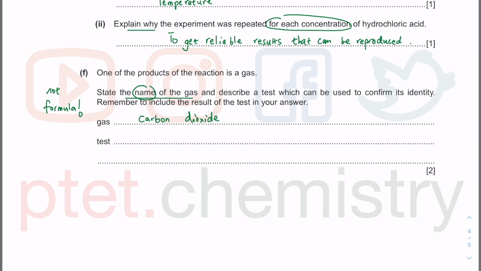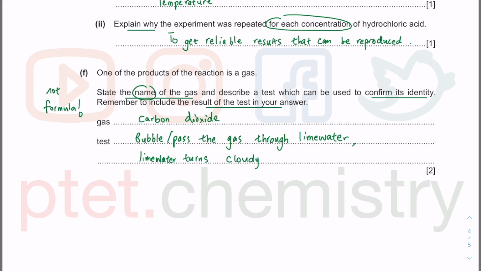Carbon dioxide, to confirm its identity, we need to include the result of the test there. Okay, so we bubble or we pass the gas. So we pass the carbon dioxide collected through lime water. Lime water is basically calcium hydroxide. It was in the previous work or the previous question in this paper. We should have gone through corrections on that actually. So bubble or pass the gas through lime water. Lime water turns cloudy, or you can say milky.